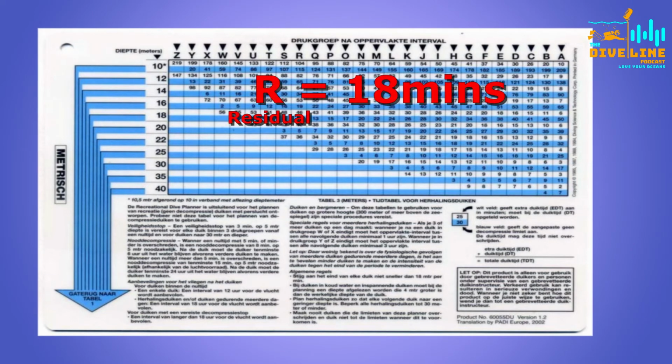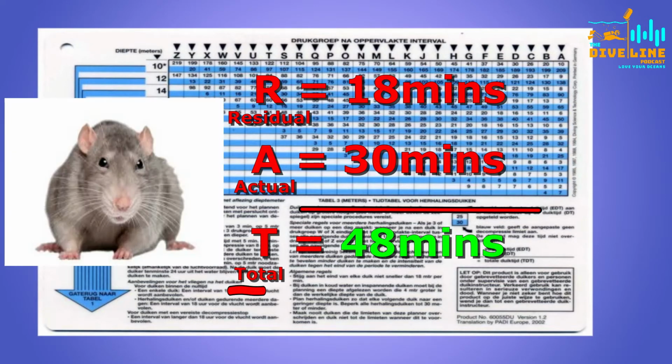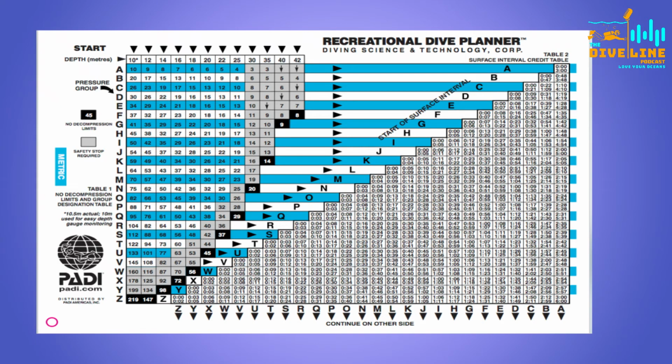We need to add this 18 minutes residual nitrogen to our actual dive time of 30 minutes to give us a total time of 48 minutes. We need to apply this to dive number 2. So we need to really start right back at the beginning. If we look at the first page of the RDP and go through the same process as we did right at the beginning. Let's choose our 18 meters, and now we need to look for 48 minutes. Even though the actual dive time is 30 minutes, we've added our 18, so it's 48 minutes in total.